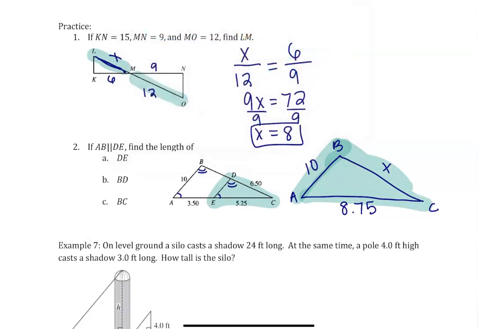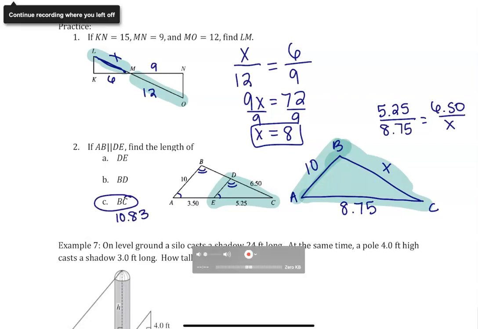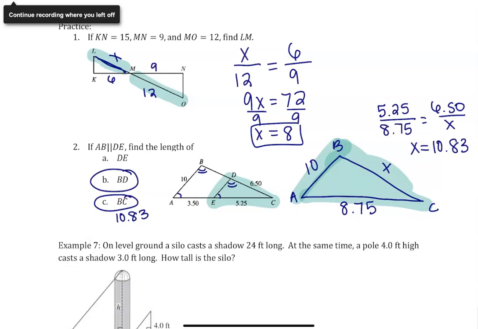I know that we'll do the small triangle first. I know that I have 5.25 that corresponds to 8.75. And now I can set up any other proportion that I'd like. I can go from 6.50, and that corresponds to x. It's in the same spot. When I cross multiply and solve this, I end up getting that x is equal to about 10.83. Now x corresponds to the length BC, and so that tells us that the answer to C, the length BC, is 10.83.